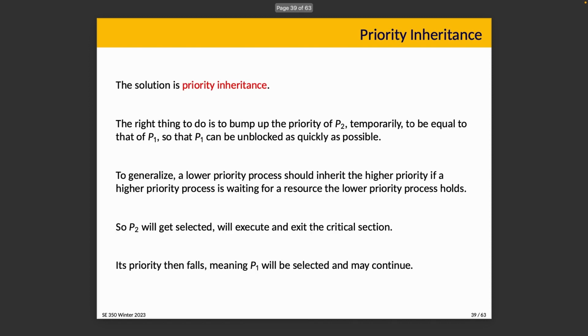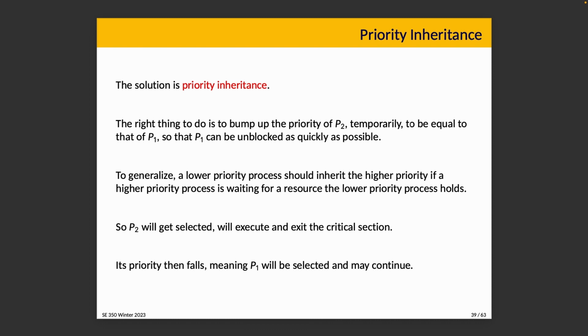So what do we do? The solution is called priority inheritance. Now you probably get what I was talking about, how some processes are more important than others, owing only to inheritance, which doesn't seem fair. But priority inheritance is what we're talking about. And that is, we increase the priority of P2 temporarily to be equal to that of P1 so that P1 can be unblocked as quickly as possible.